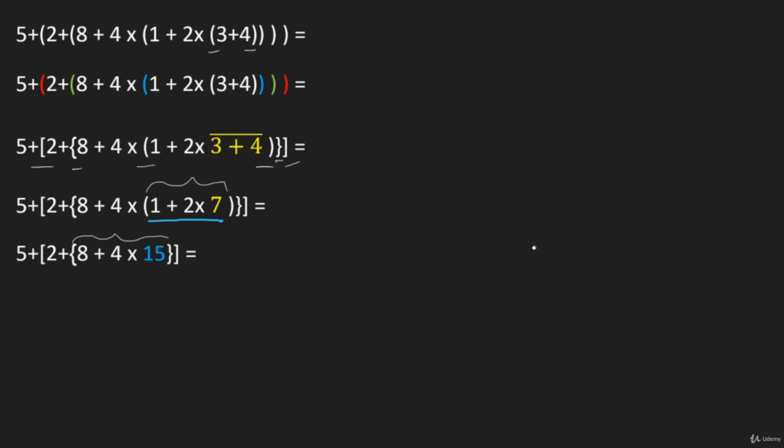4 into 15 is 60. 8 plus 60 gives you 68. So we write this over here like this. We get 5 plus 2 plus 68. 2 plus 68 is 70. 5 plus 70 is 75, which is your answer.